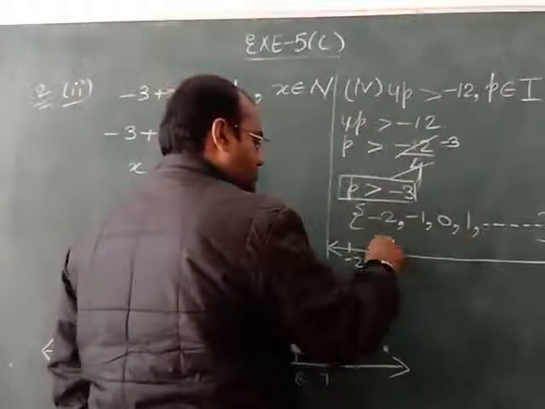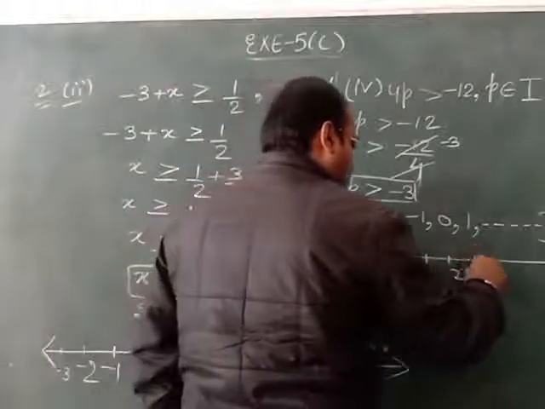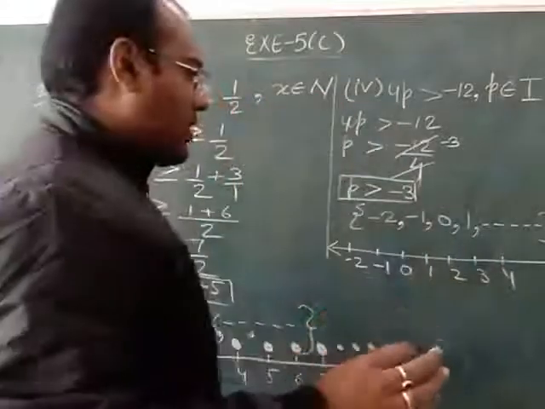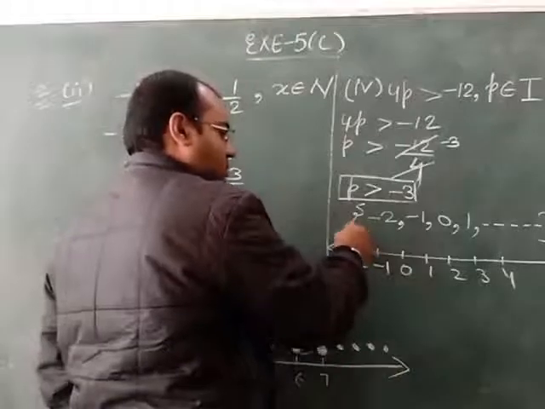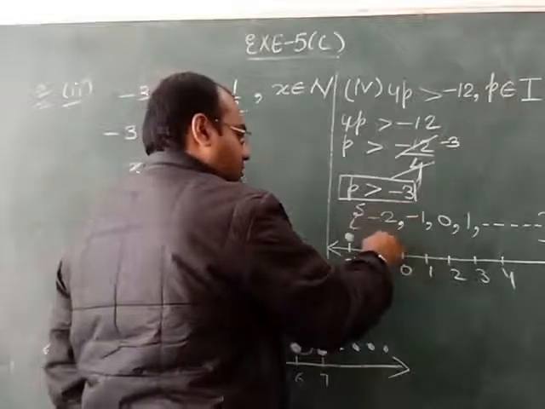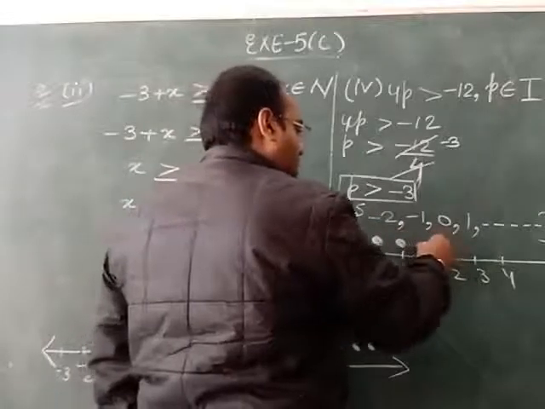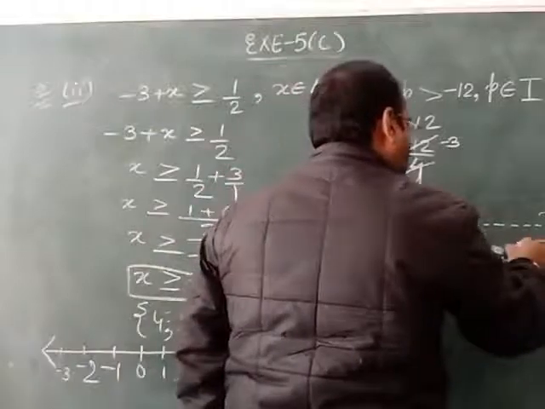Minus 2, minus 1, 0, 1, 2, 3, 4. Like this, we will draw the number line. Now we have to show these numbers. Minus 2, we will put a circle. Minus 1, 0, 1, 2, 3, 4, and so on.